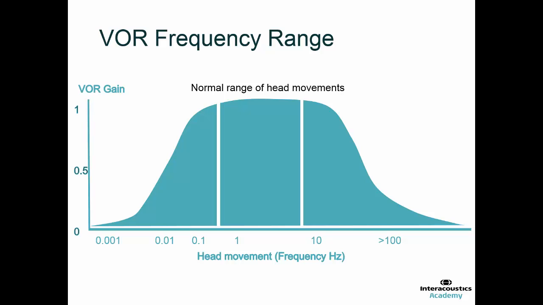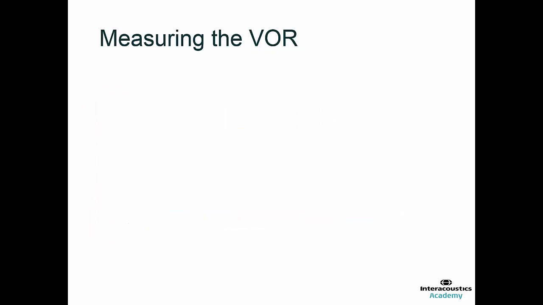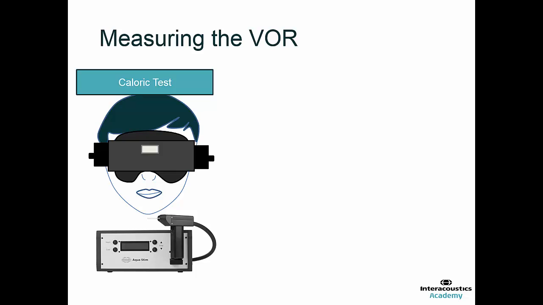But having an awareness of what happens at lower frequencies and higher frequencies is particularly important, especially when we discuss some of the tests which we have to measure the vestibulo-ocular reflex. We actually have 3 tests which we can use in order to measure the VOR. The first is the caloric test. In this test, we irrigate the ears with warm and cool water to evoke a vestibular response, which will generate changes in the person's individual vestibulo-ocular reflex.